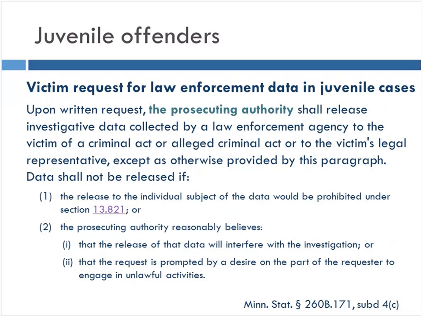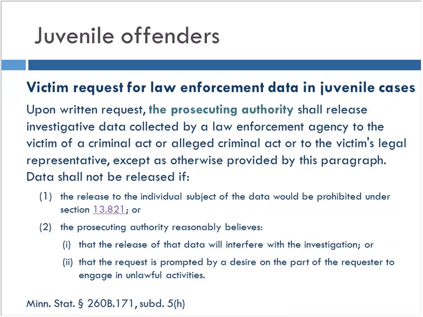The second provision related to juveniles has to do with the law enforcement data. A victim can request to the prosecutor that the law enforcement agency release that investigative data that's been collected and have an avenue of getting that, quote, police report. Again, they won't release it if they think that the requester is going to do bad things, that it's going to interfere with the investigation, or that it's otherwise prohibited.